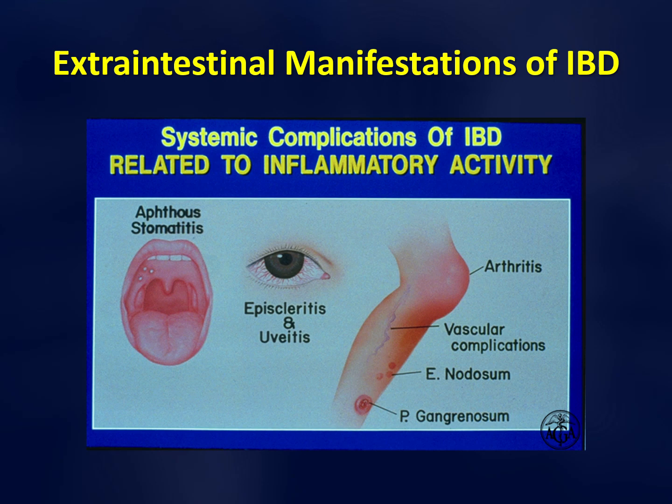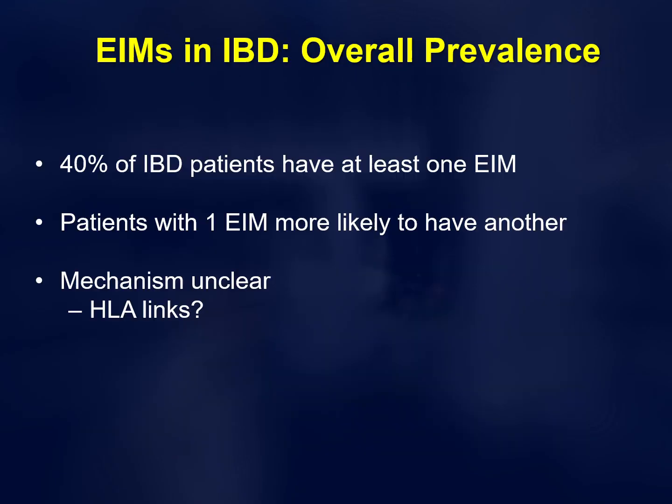So whenever you have a patient who has abdominal pain, abnormal bowel habits, diarrhea, blood in the stool, and you are suspecting inflammatory bowel disease, always ask about extraintestinal manifestations, be it in the eyes, be it in the joints, be it in the mouth, be it in the skin. And if you have these extraintestinal manifestations along with abdominal symptoms, there is a higher likelihood that the patient will be diagnosed with inflammatory bowel disease.